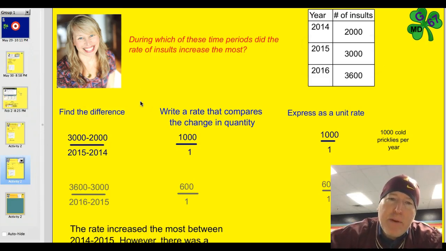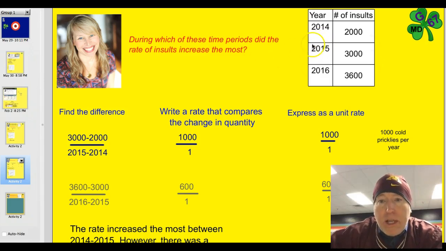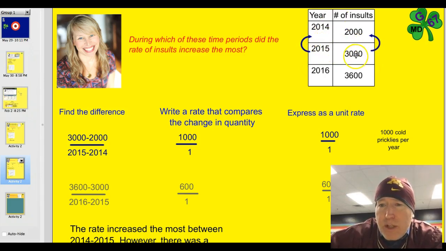During which of these time periods did the rate of insults increase the most? Okay, so for this type of question, we have to look at each set of time intervals. So if we look from 2014 to 2015, we can see that down here, that if we find the difference between those years, it's only 1 year, but the rate of insults increased 1,000 units, or 1,000 insults per year, or as I like to put over here, 1,000 cold pricklies per year. We'll go into a little elementary mode there.